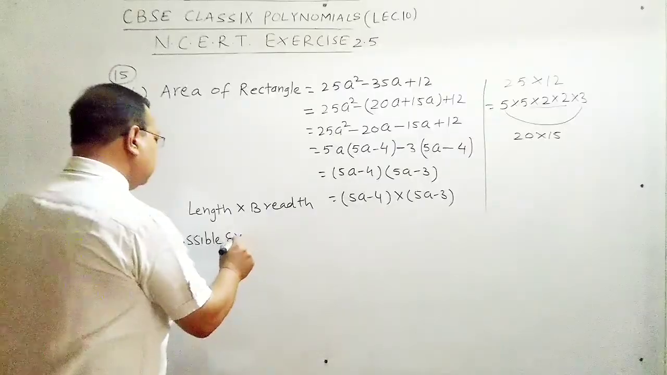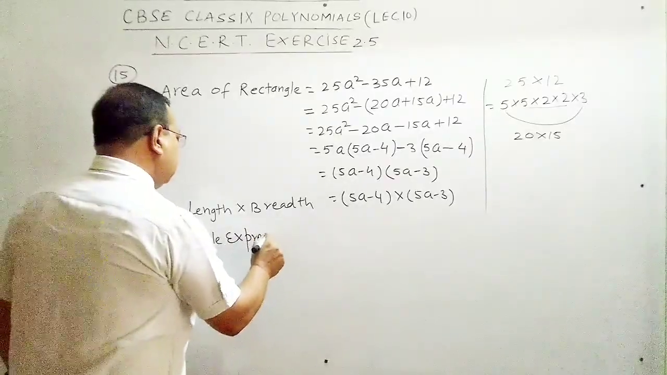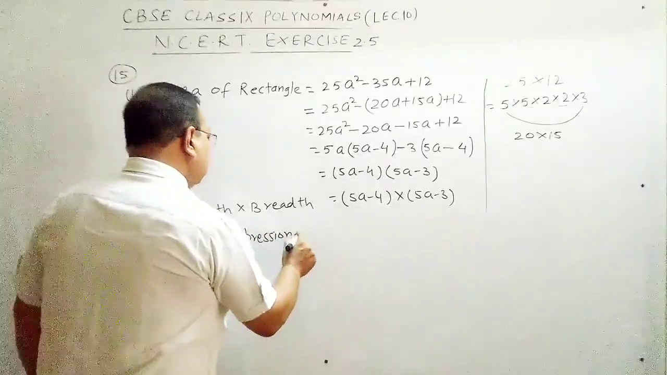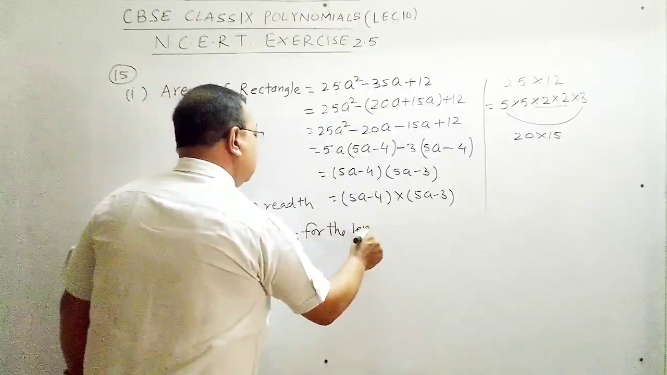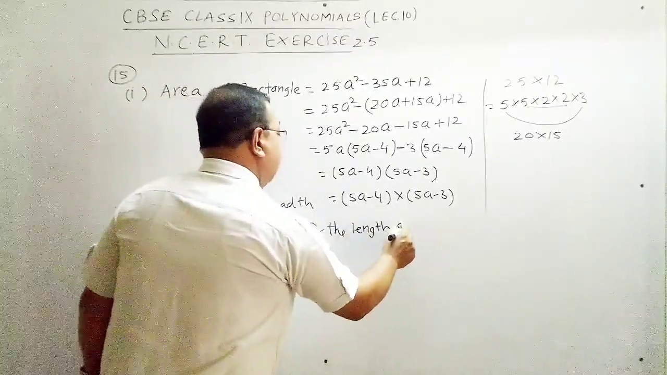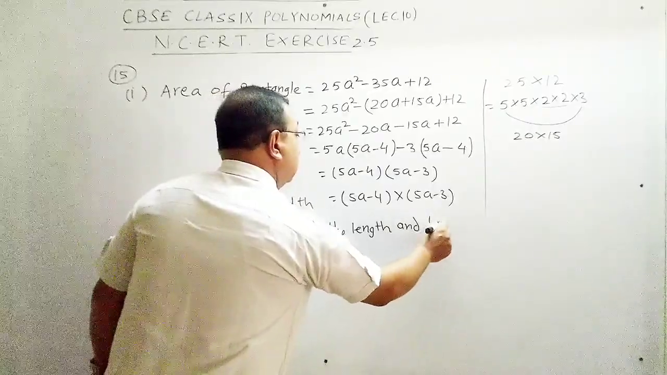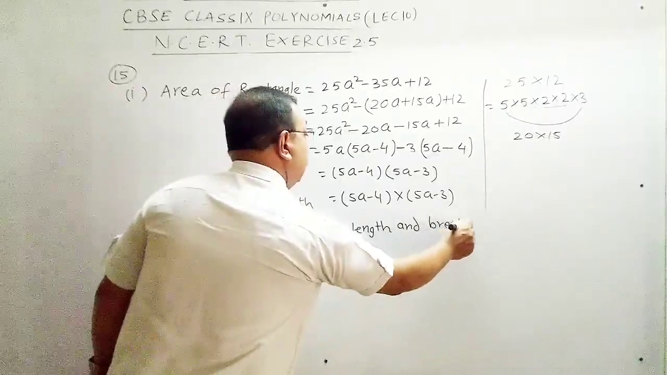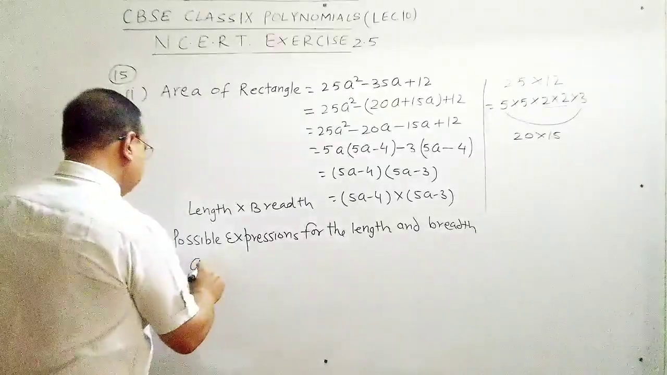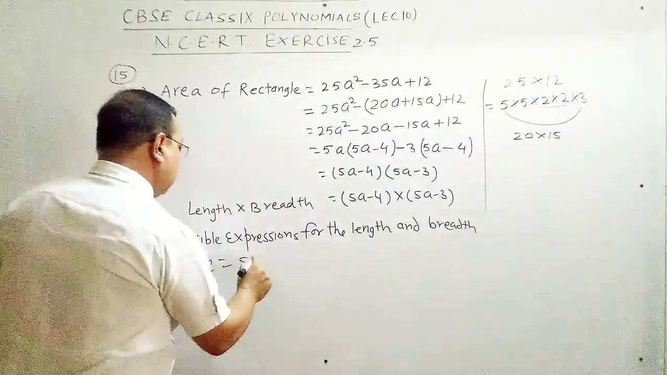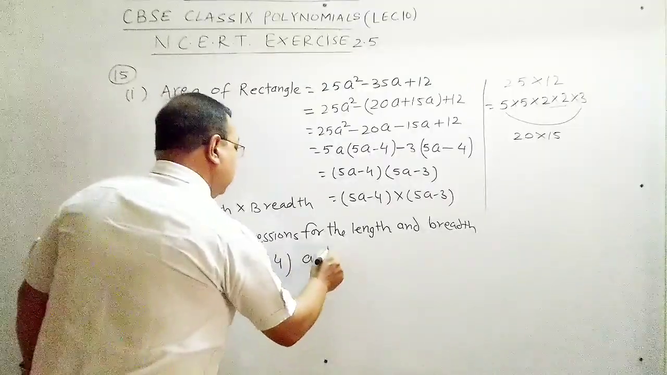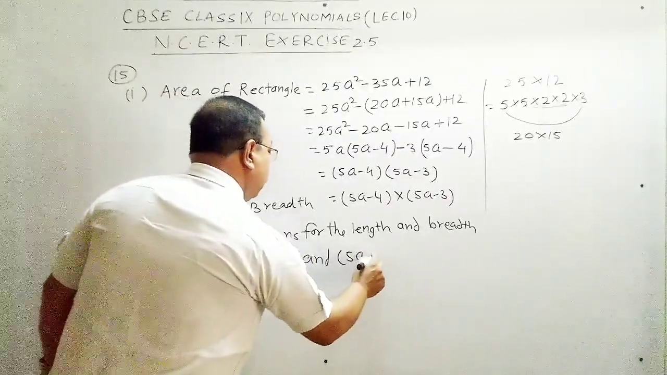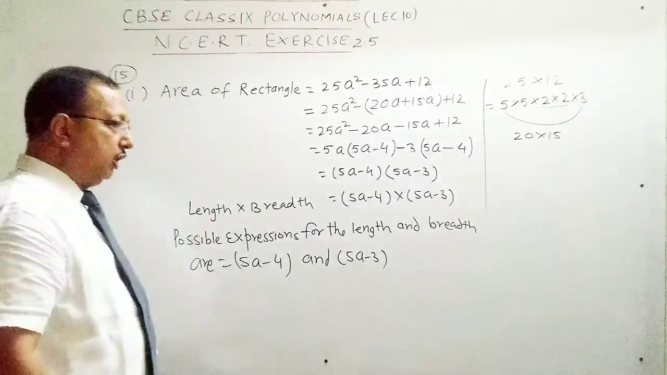The possible expressions for the length and breadth are 5a minus 4 and 5a minus 3.